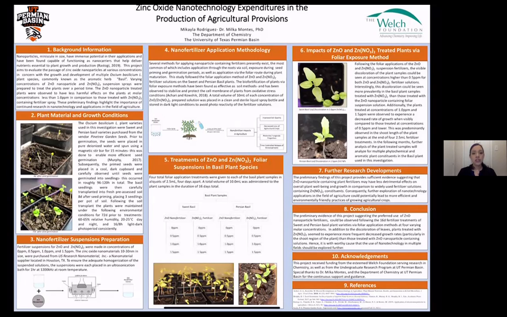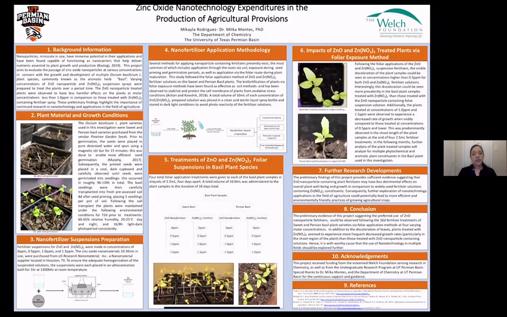The goal of this project was to observe the effects of a zinc nanoparticle fertilizer in comparison to a zinc nitrate fertilizer at varying concentrations. This was done against two basil plant varieties, sweet and Persian basil. The basil seeds we used for this project were purchased from Pine Tree Garden Seeds, and the zinc oxide nanoparticles were purchased from US Research in Nanomaterial Incorporated, based out of Houston, Texas.